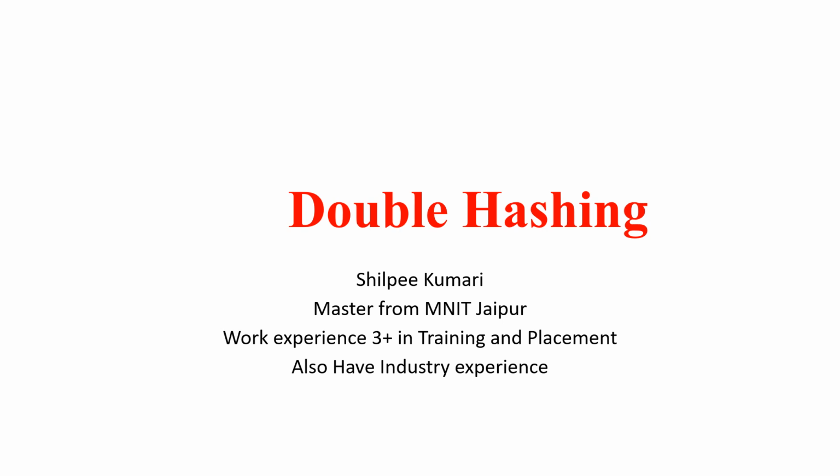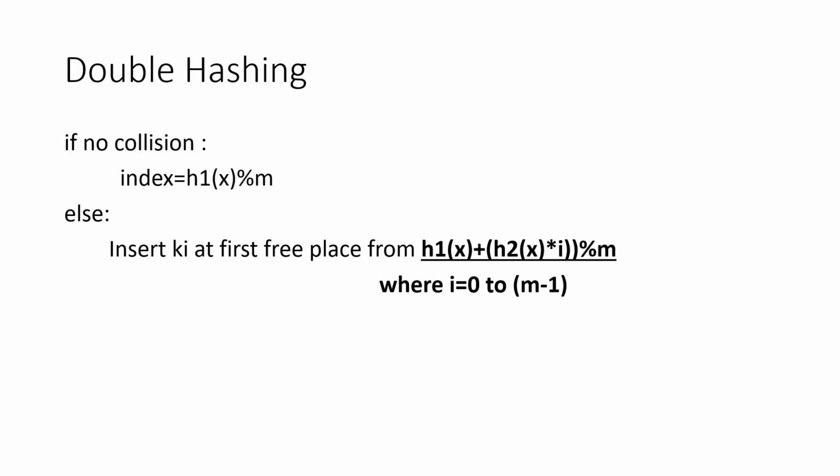Today I am going to explain double hashing. Double hashing is also a collision resolution technique, and the name says double. It means that two hash functions are going to be used here to calculate the index if a collision occurs. Now I will tell you how the two hash functions are used to calculate the index of an element if a collision occurs.